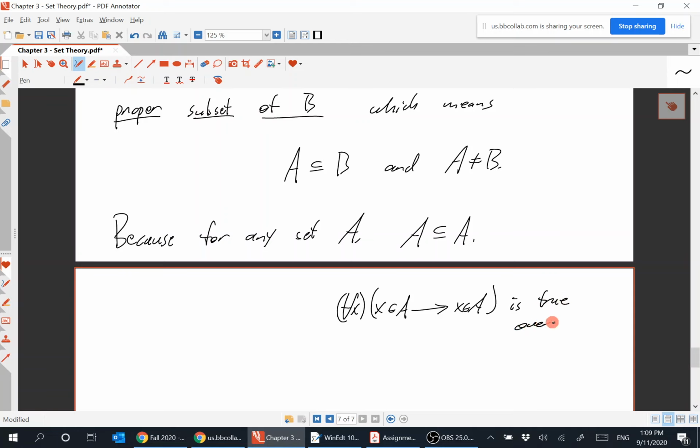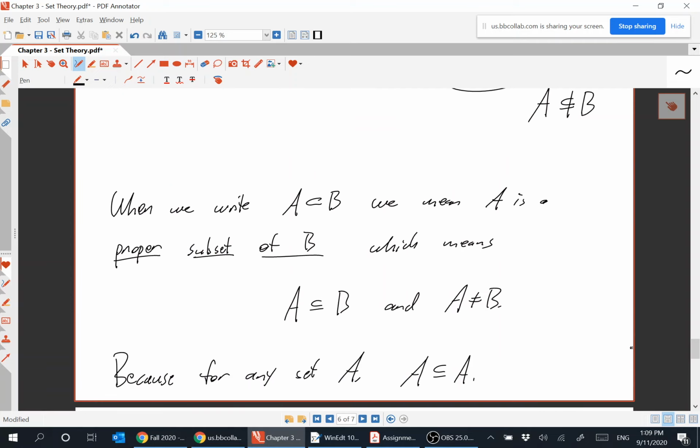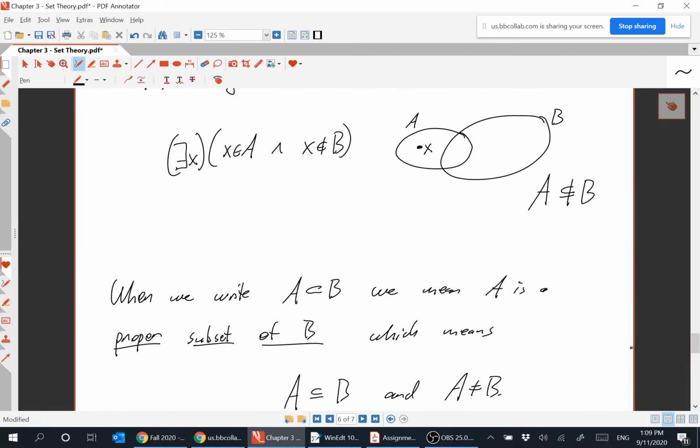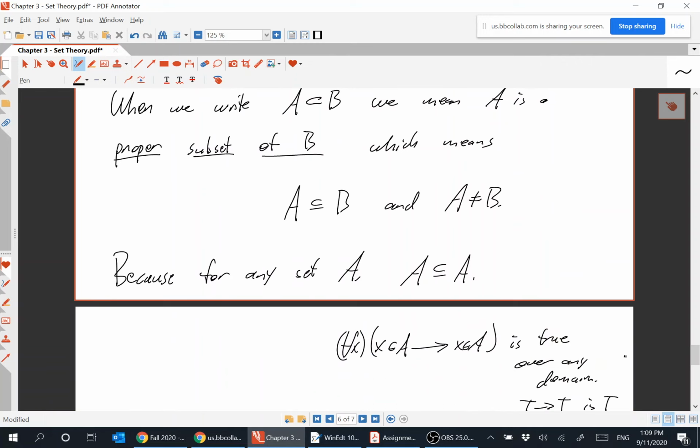It's true over any domain, right? Because true implies true is true, and false implies false is also true. Any set is a subset of itself, but oftentimes we want to disregard that case. We may want to exclude the trivial one among all subsets of A, because A is a subset of itself.